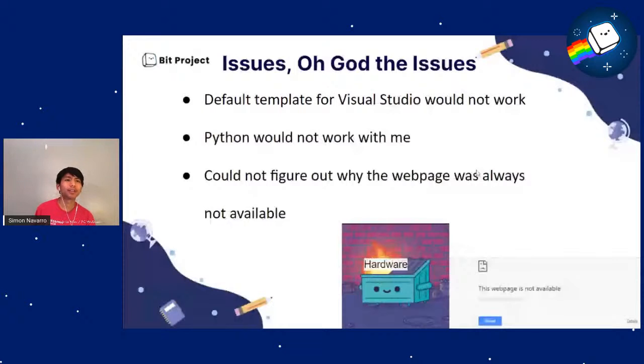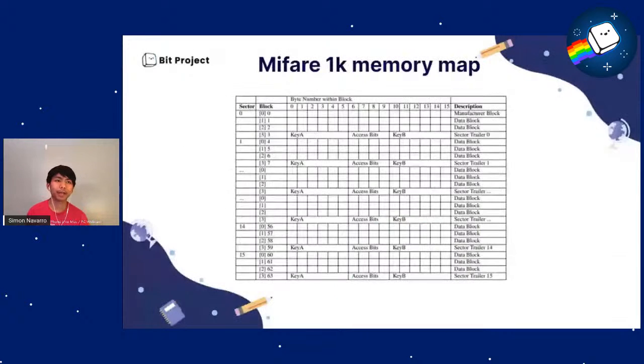This is the MyFair 1K memory map. If you see here, there's manufacturer blocks, sector trailer. These things are very important to know, since the manufacturer block is stuff about the RFID card, and data blocks are actual spaces where you can actually write information.